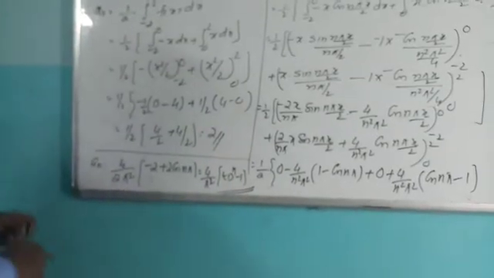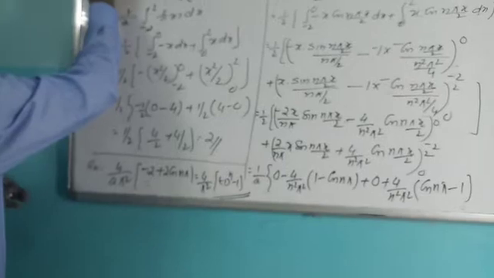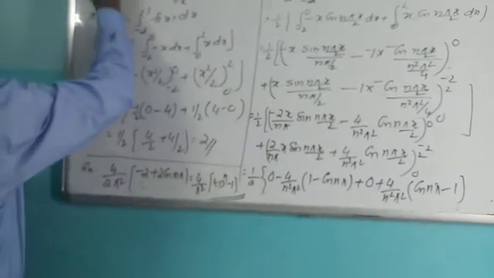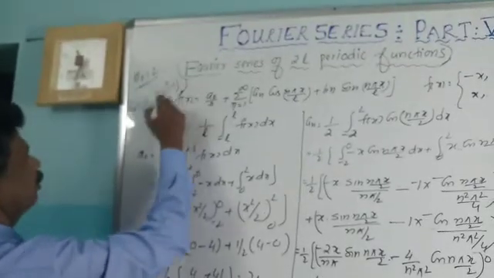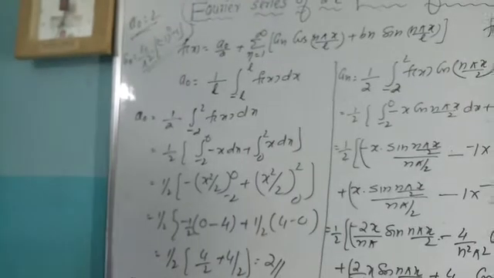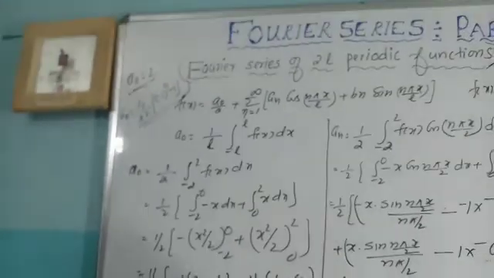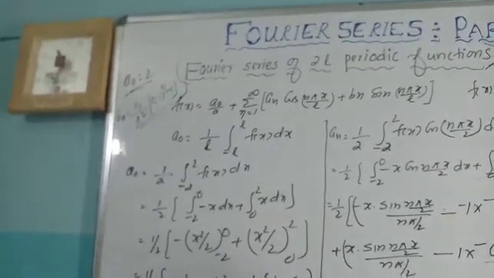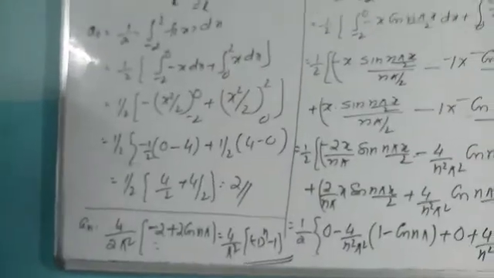An is equal to, we can write here, 4 by pi square into minus 1 the whole raised to n minus 1. A0 is equal to 2, and An is equal to 4 by pi square into minus 1 the whole raised to n minus 1. Ready?